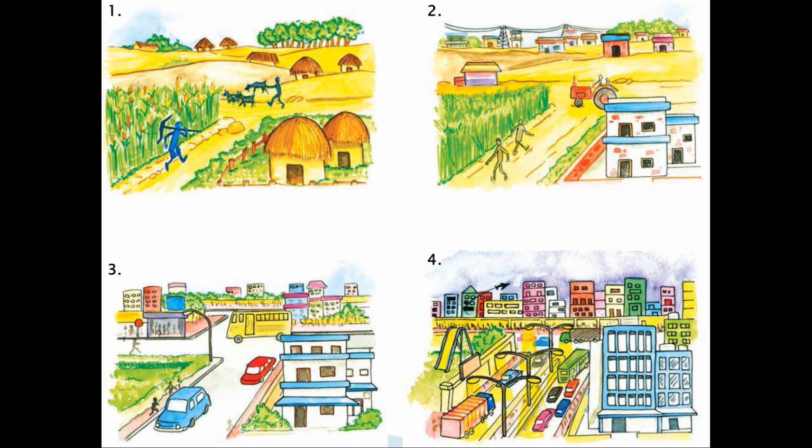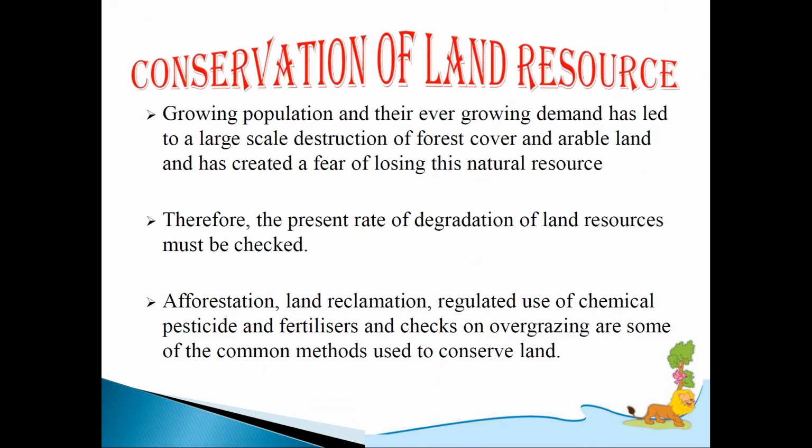So because in many movies it is shown, isn't it? Fine. Then all these problems are there with the land. Now how to conserve the land resources? First of all, growing population and their ever growing demand has led to a large scale destruction of forest cover and arable land, and has created a fear of losing this natural resource. Therefore, the present rate of degradation of land resources must be checked.